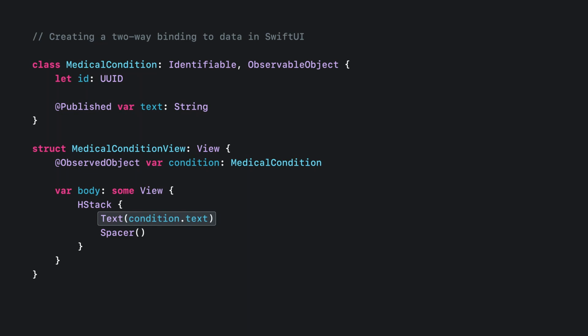Here's the medical condition view that displays the medical condition text inside each cell. Right now, this text is read-only, so let's make it editable. All we need to do is change the text view to a text field and create a binding to the text property of our medical condition by adding a $ sign prefix. When you type into the text field, this binding allows SwiftUI to write back changes directly to the observable object. That's really how simple it is to set up two-way data flow with SwiftUI.